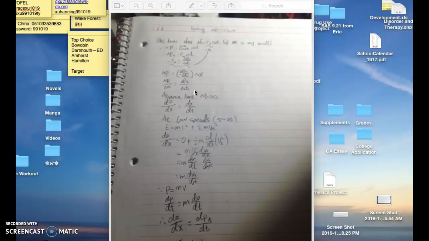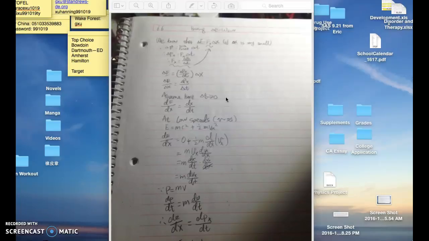Now we assume that in the limit delta t goes to 0, so that each time step is really small. We would have delta E over delta x, or dE over dx, is equal to dpx over dt. And at low speeds, which is when gamma is approximately 1, the energy of the entire system would be mc squared, which is the rest energy, and 1/2 m vx squared, which is the x component of the kinetic energy.